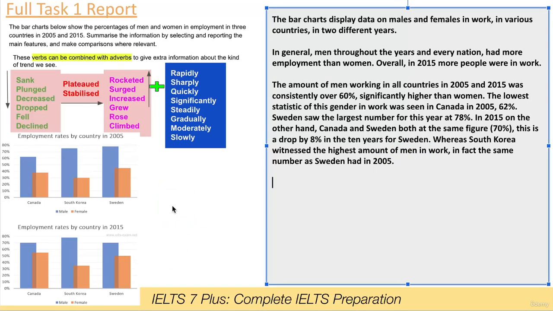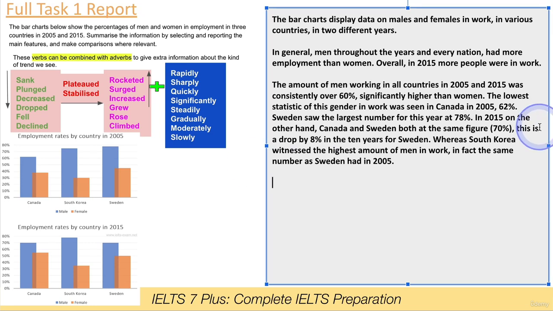The amount of men working in all countries in 2005 and 2015 was consistently over 60%, significantly higher than women, so we're comparing there. The lowest statistic of this gender in work was seen in Canada in 2005, 62%. Just checking the figures here. Yes. Okay, Sweden saw the largest number for this year at 78%. In 2015, on the other hand, Canada and Sweden both had the same figure, 70%. This is a drop by 8% in the 10 years for Sweden.